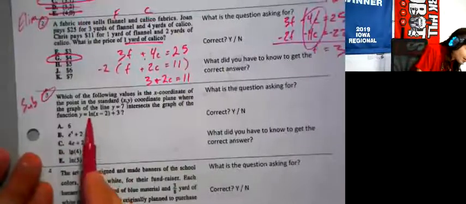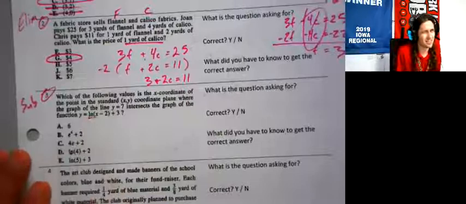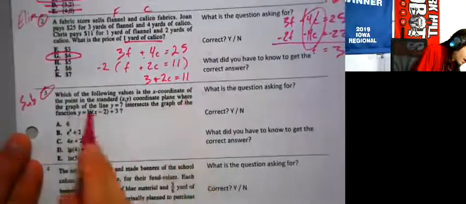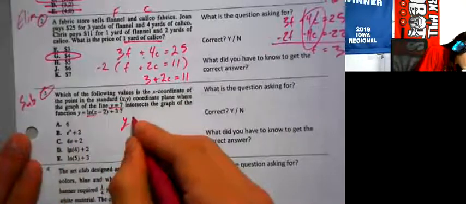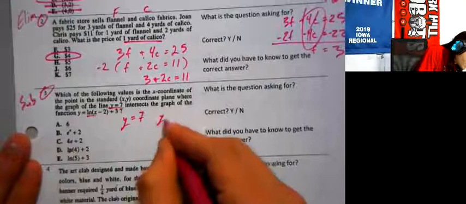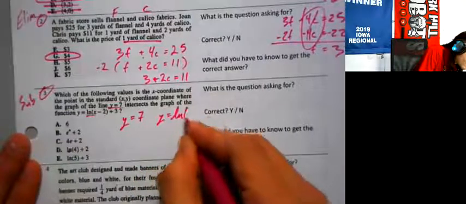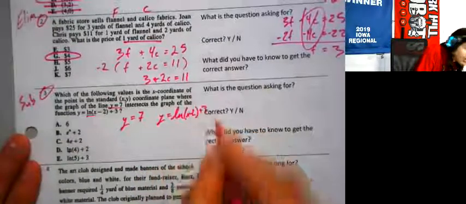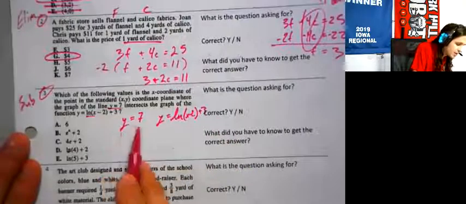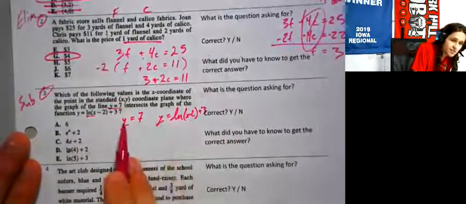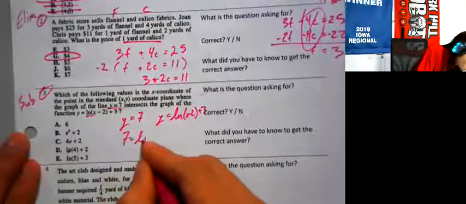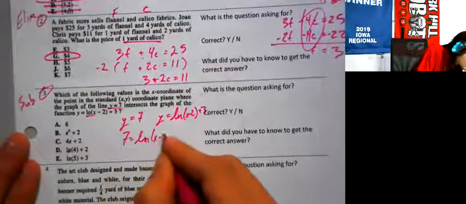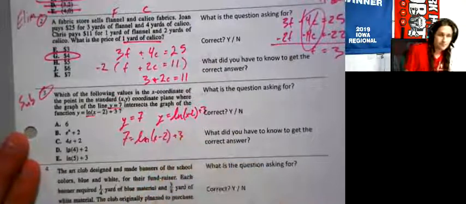I think most of you would have looked at that ln and said, ooh, I don't know. Where does the graph y equals 7 intersect y equals ln of x minus 2 plus 3? Well, you substitute. You say, okay, when are they equal? Well, I've got y in both of these. Let's just say 7 equals ln of x minus 2 plus 3.